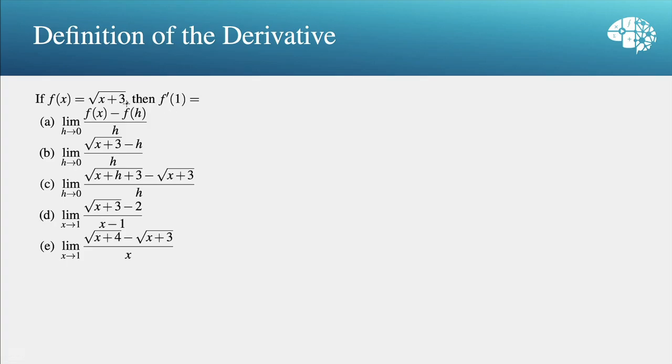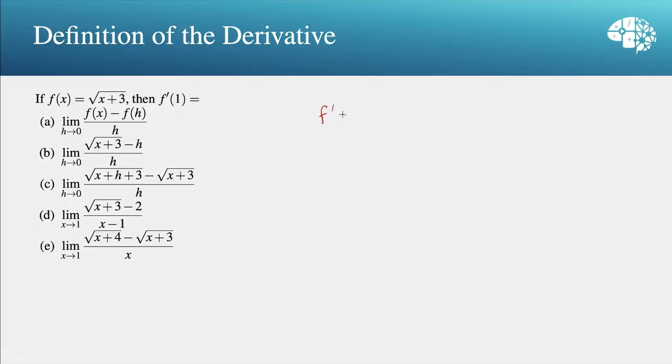Using this function, square root of x plus 3, we'd like to find f prime of 1. Now, looking at these options here, we should recognize that we're looking at the definition of the derivative. We've got some options that have an h approaching 0, and other options where x is approaching a number. So we're looking at the two different possible definitions of the derivative.